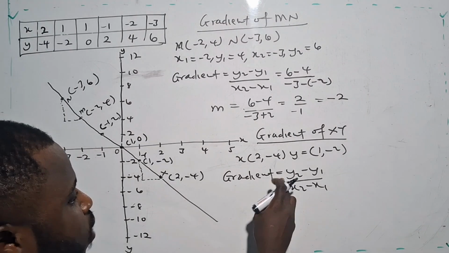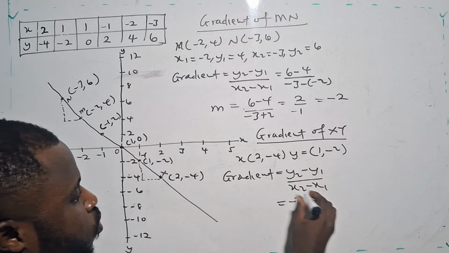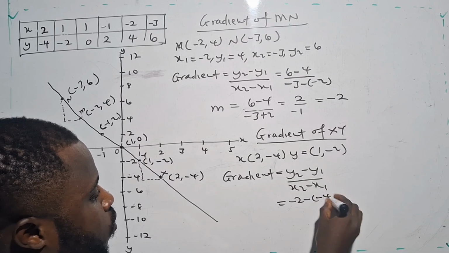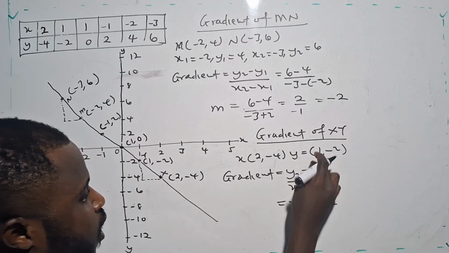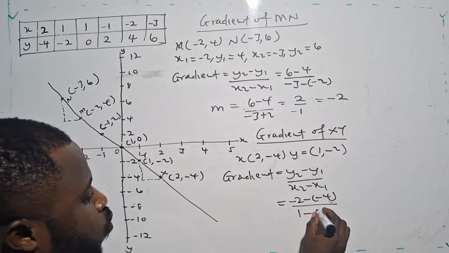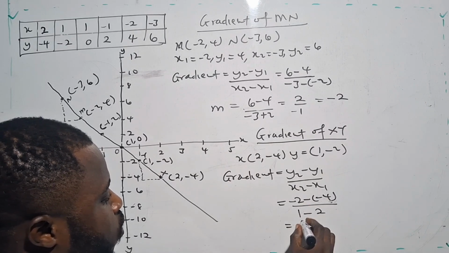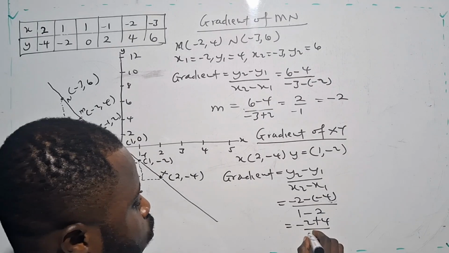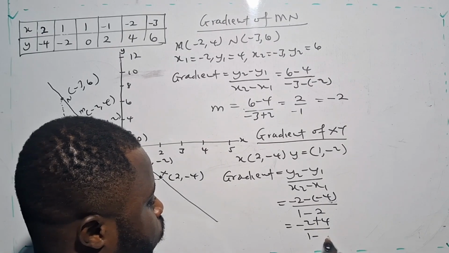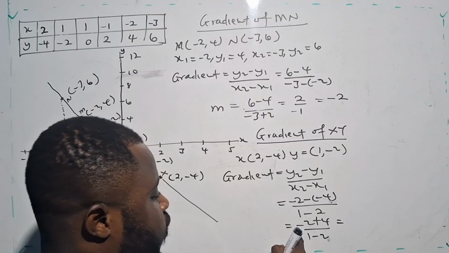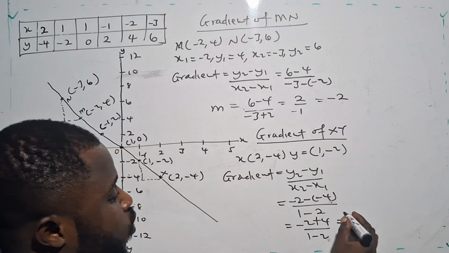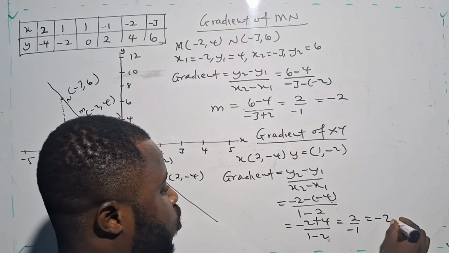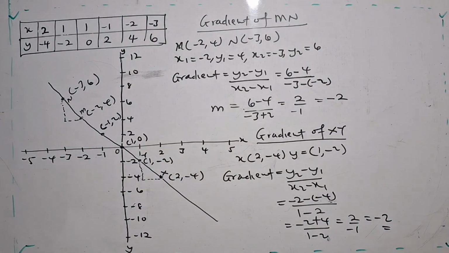So what is my y2? y2 is negative 2. y1 is negative 4. Then x2 is 1, x1 is 2. So the top one will give us negative 2 plus 4, all over 1 minus 2. Negative 2 plus 4 gives 2, then 1 minus 2 is negative 1, which gives me negative 2.